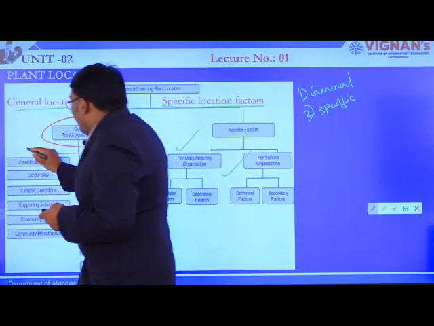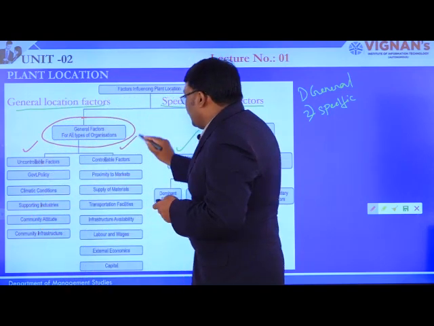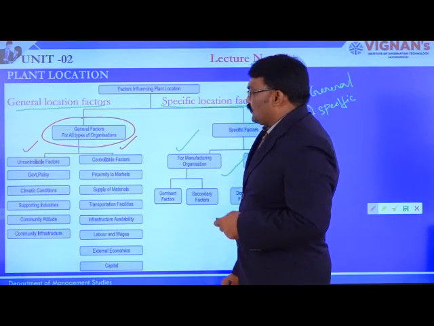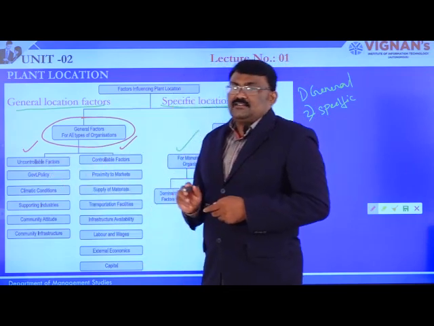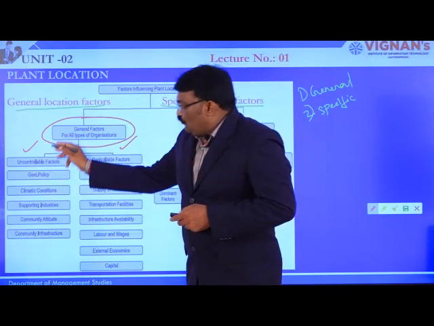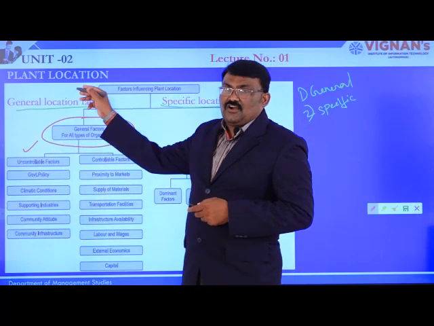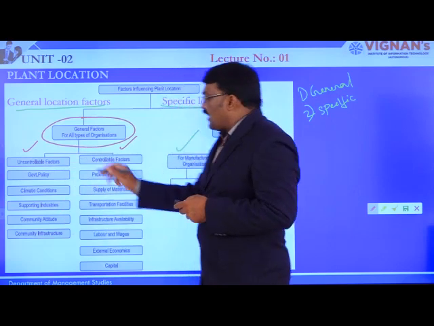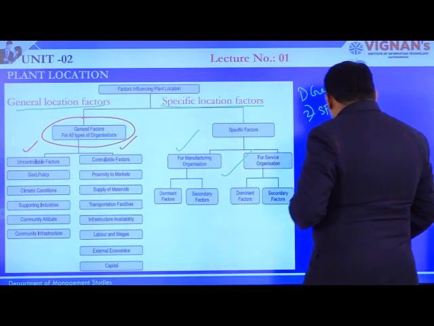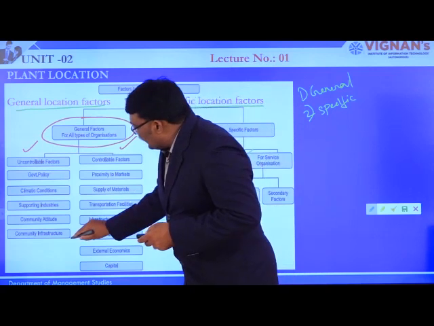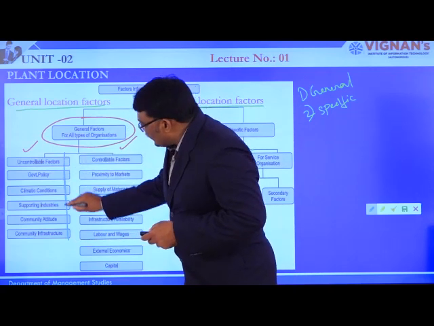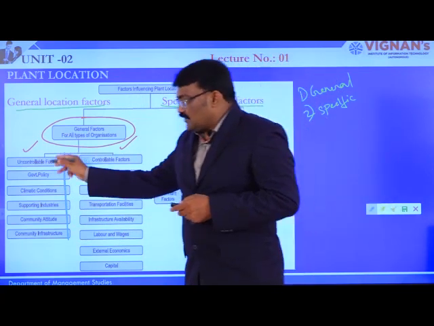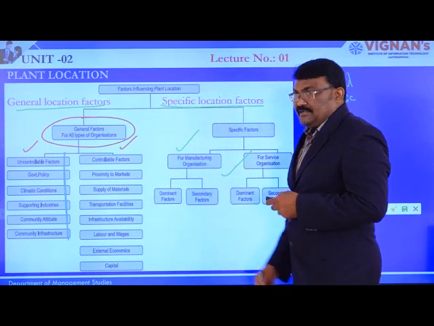Now, the understanding of the general factors: under the general factors, we have factors for all types of organization, with uncontrollable factors and controllable factors, right. Under the uncontrollable factors, the organization does not have control over these factors. That is the importance. The organization doesn't have control over all these factors, and that is why they are called uncontrollable factors. I will explain in detail.